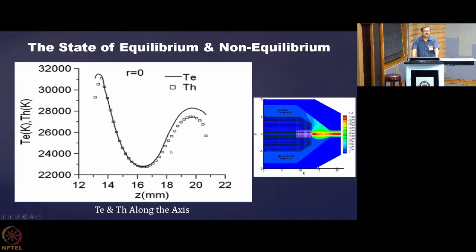You see that along the axis, TE equal to TH is maintained, but as it enters the nozzle region, they deviate a little bit, and when they are discharging into the process zone, there is a significant difference between TE and TH. So this is the difference.